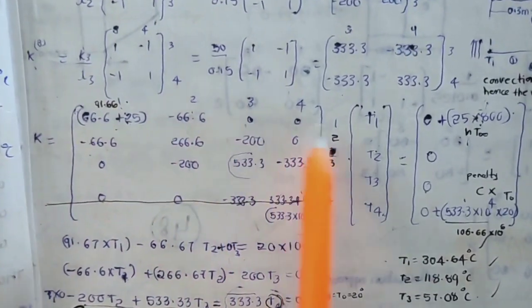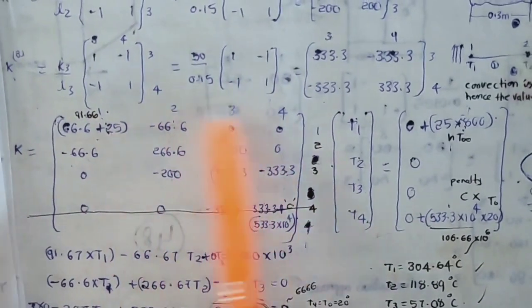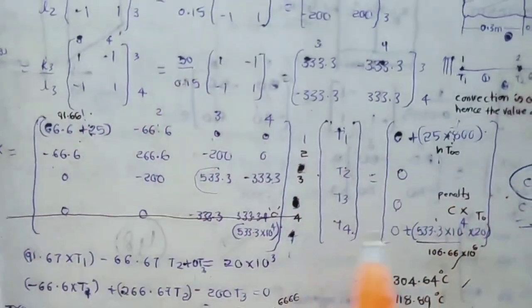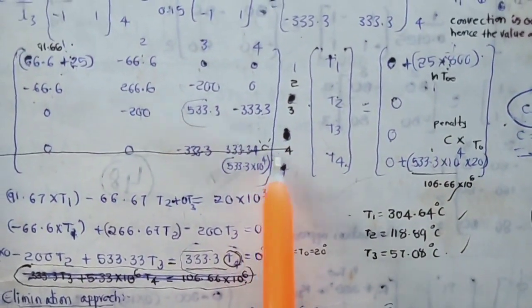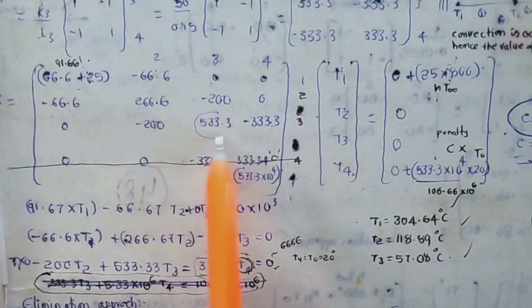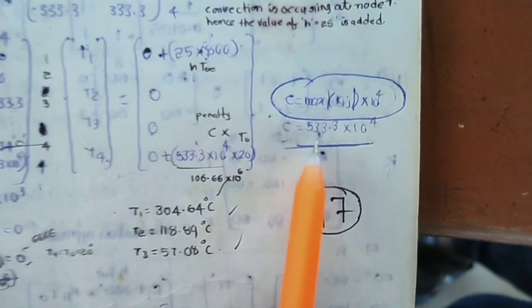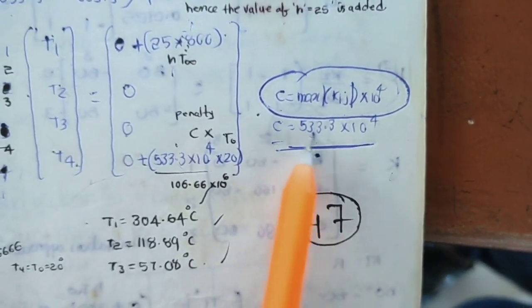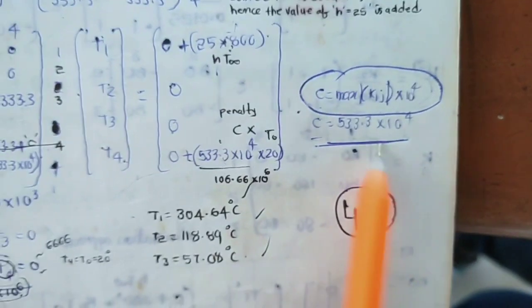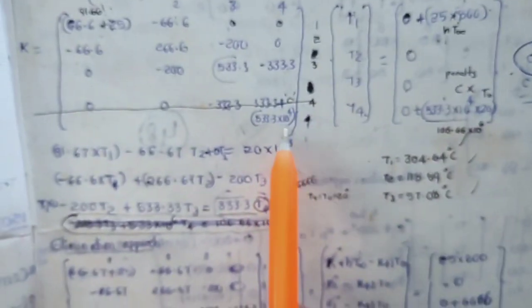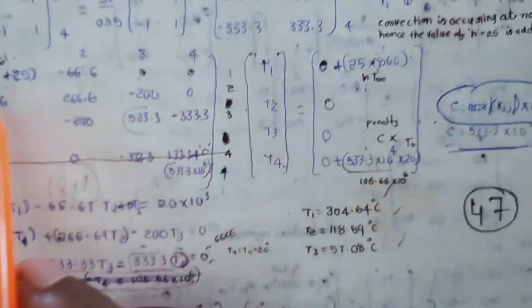This is K11, K12, K13, K14. As you know how to add all these values, similarly here we add the C value. The C value is the maximum K into 10 power 4. See here, the C value is the maximum K into 10 power 4. So that C value is added here, and similarly this value.